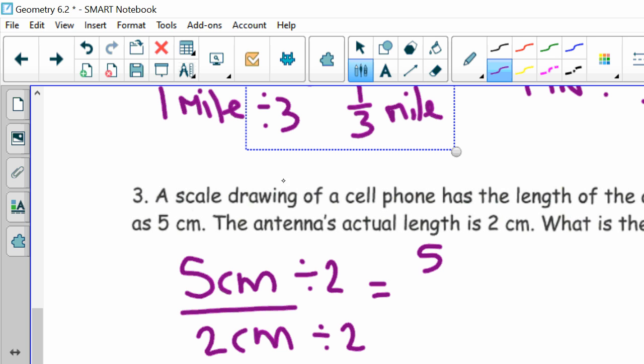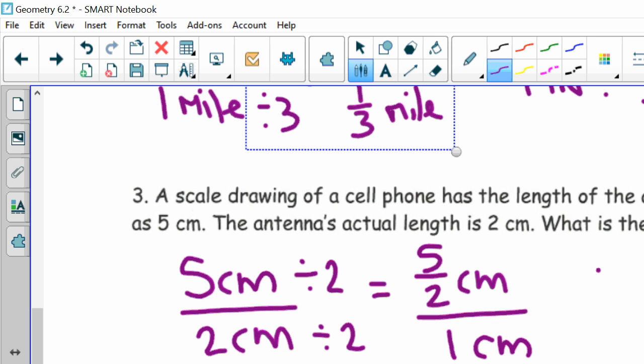So on top, I have 5/2 centimeters over 1 centimeter. So 5/2 is the same as 2.5. So 2.5 centimeters to 1 centimeter. This time they made the scale drawing bigger than the actual object itself. So on the scale drawing, every 2.5 centimeters really only represents 1 centimeter on the actual cell phone. The blueprint drawing was actually bigger than the actual item itself.